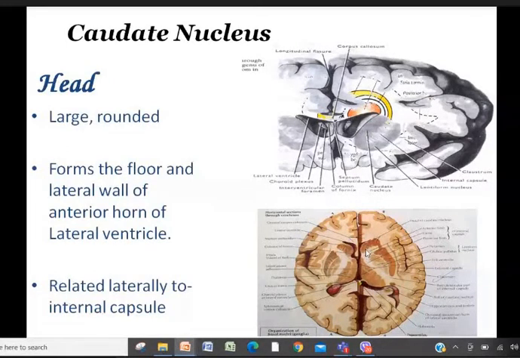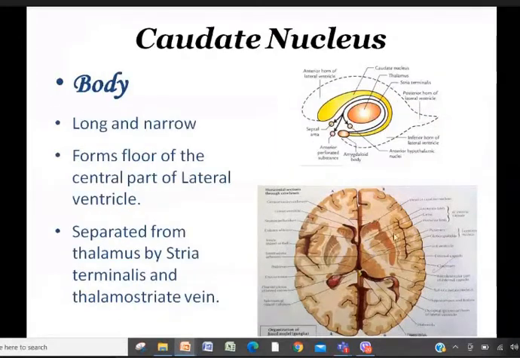This is internal capsule. So lateral to the head of the caudate nucleus, you are getting the internal capsule. Do you understand this? If you don't understand, I'll repeat this again. So this is the head of the caudate nucleus. It is large and rounded. It is forming the floor, lateral wall, and anterior horn of the lateral ventricle, and it is laterally related to the internal capsule.